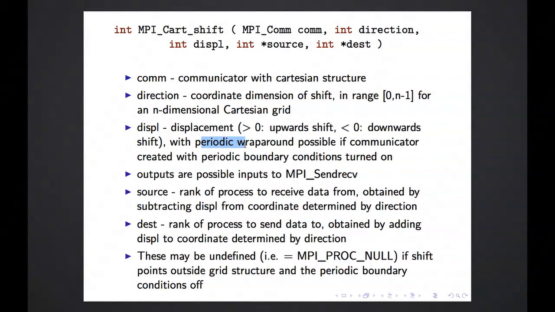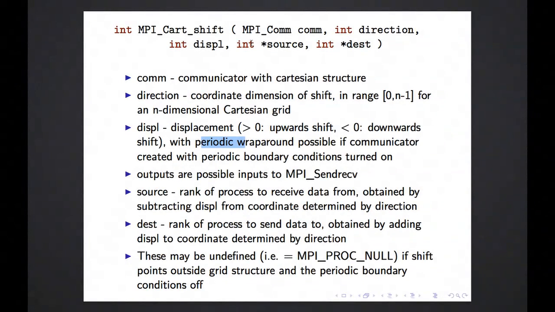So a periodic wraparound means that if you are at the edge of the process grid, if periodic wraparound is on, you'll get around to the other side, and this will be your neighbor. On the other hand, if this is off, then you'll get a null neighbor. One that doesn't exist. There's a special procedure for this.